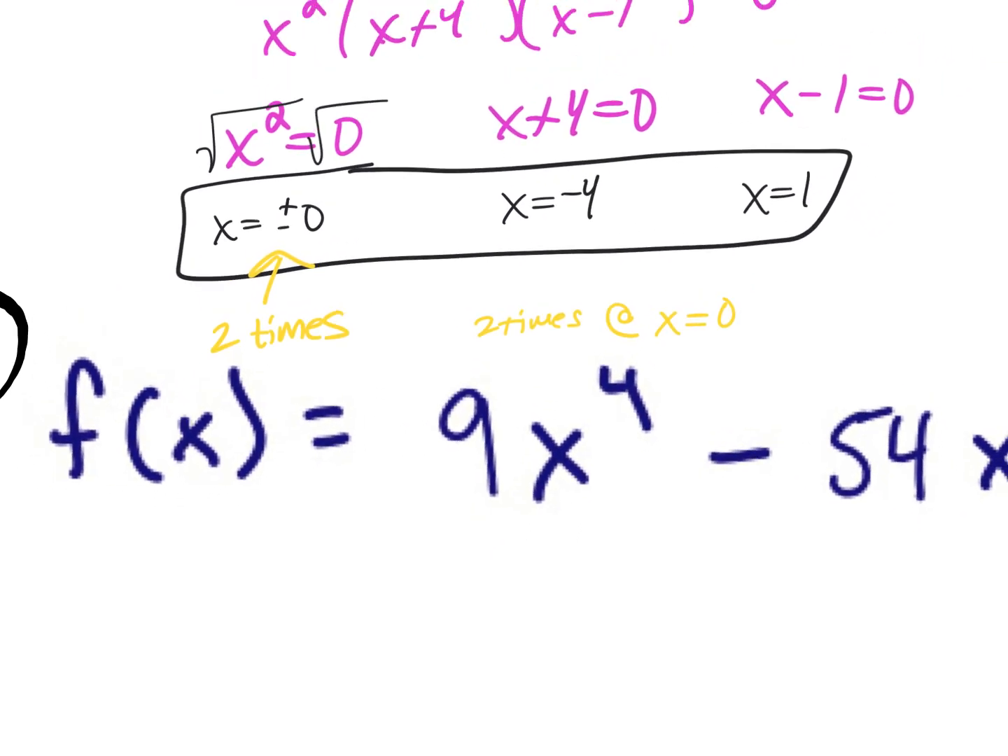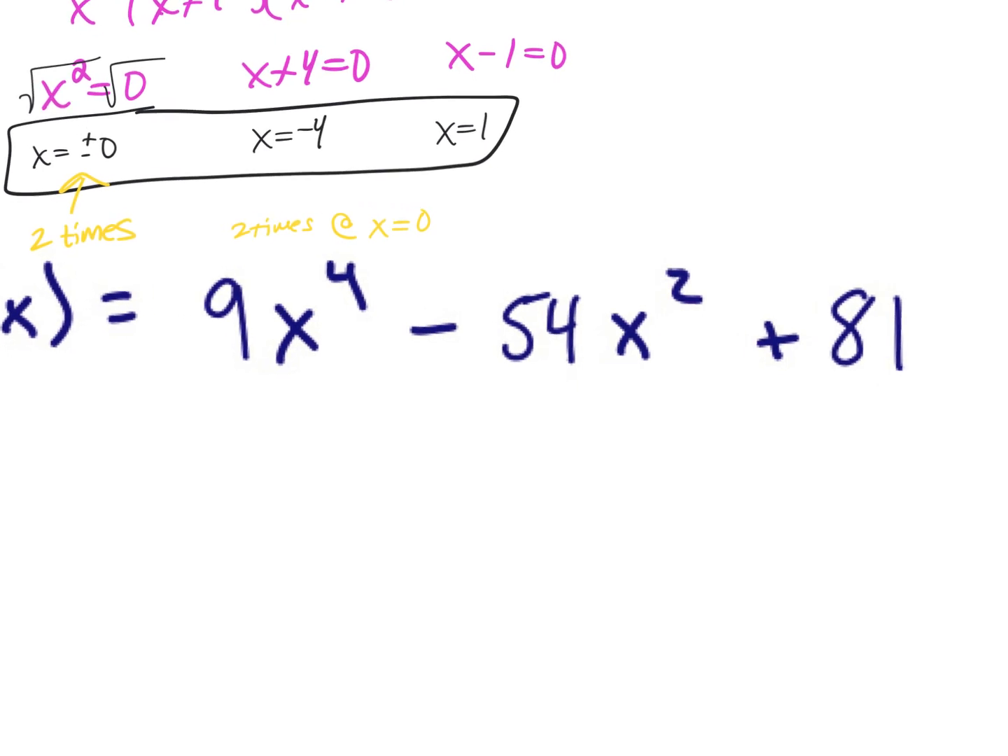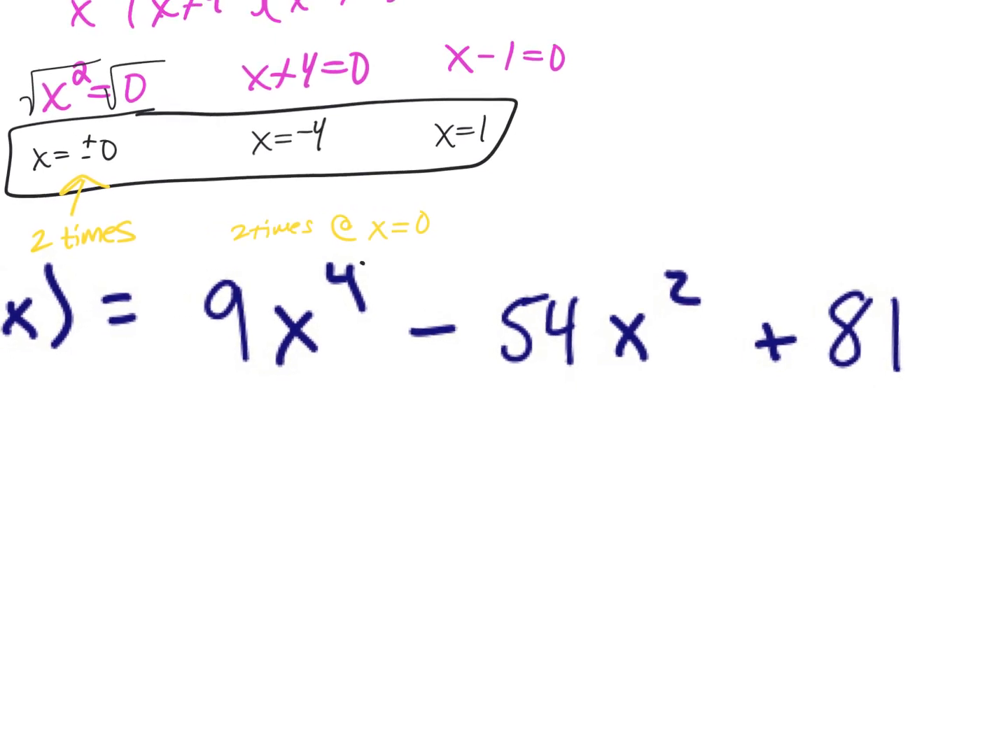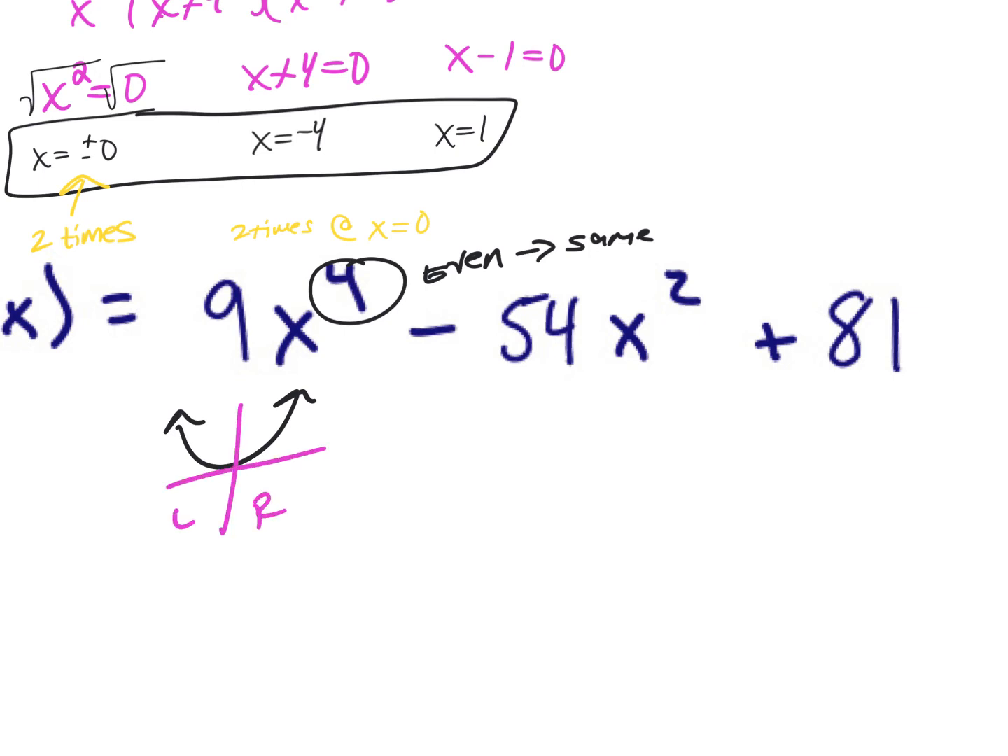Everybody okay? All right, let's look at the last one. Standard form? Yep. Highest exponent is 4. This is an even, so I think even and same, right? So it resembles at the end a parabola. So tell me my end behaviors. Rising left. Good job. And rising right. Good job, guys. You're using the leading coefficient test to tell me that.